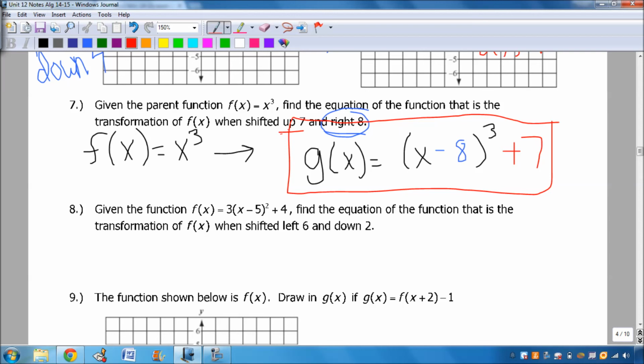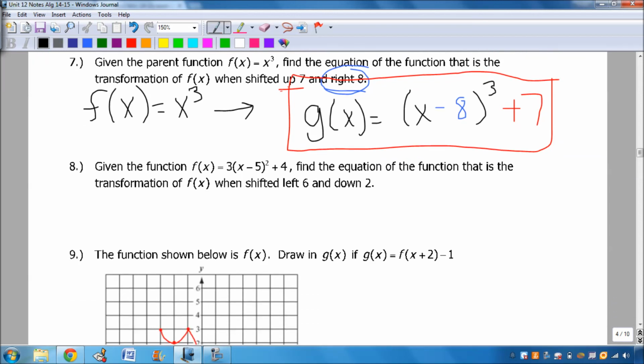Okay, now let's take a look at number 8. Number 8 says, given the function f of x equals 3 times the quantity x minus 5 squared plus 4, find the equation of the function that is the transformation of f of x when shifted left 6 and down 2. So let's figure this out.